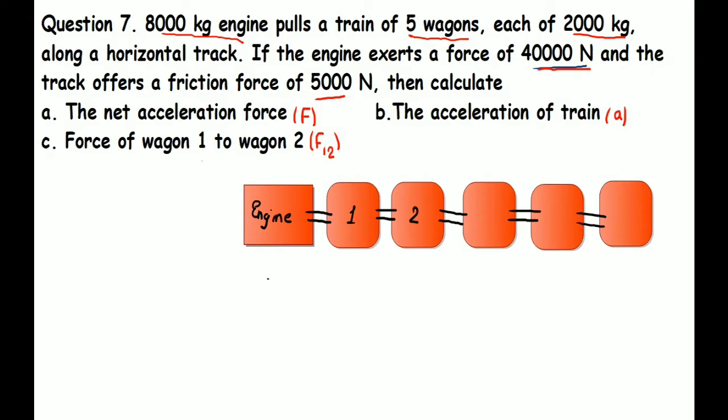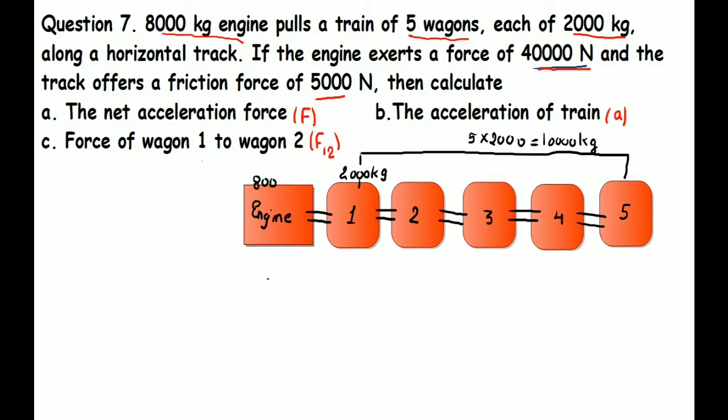Let us suppose these are wagons 1, 2, 3, 4 and 5. Now each wagon has a mass of 2000 kg. All wagons have the same weight. So can we find the combined weight of these 5 wagons? We will simply multiply 2000 by 5 because there are 5 wagons. So the combined mass of 5 wagons is 5 into 2000, that is 10,000 kg. Correct?